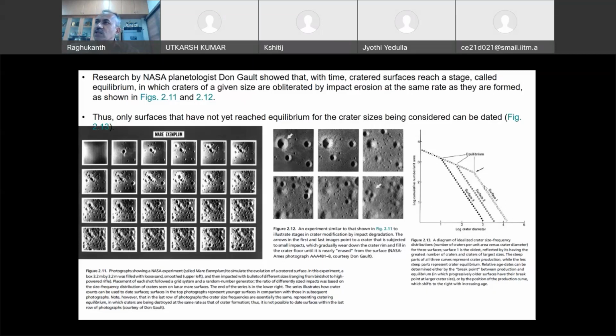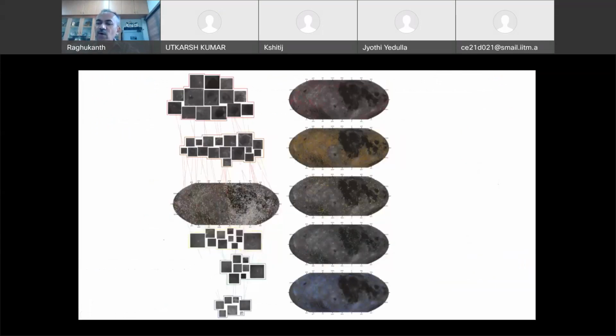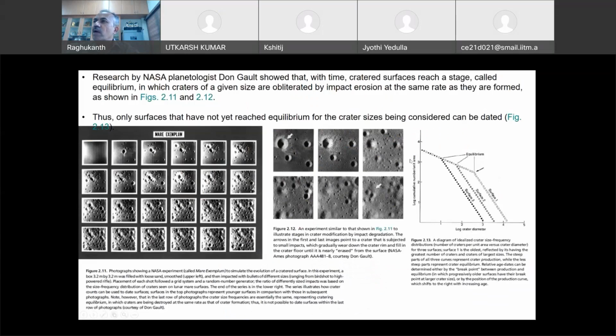What they did was take all the craters on the moon. These are all the craters they collected from the moon data. Then they divided this into small regions, like 20 by 20 square kilometers or something like that, and counted the number of craters in each region to find the density. If you plot the cumulative number, you count all of them and divide by the area, so you get the number of craters per unit area. Then you plot them as a function of crater diameter, and you get these types of lines. He got this from the experiments.